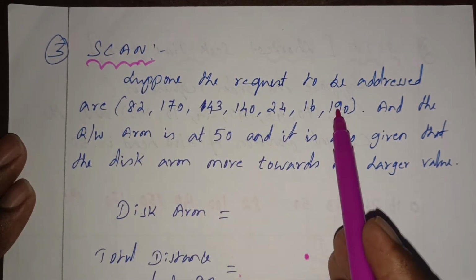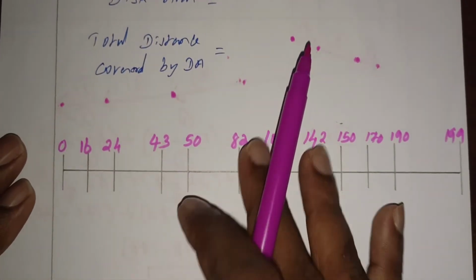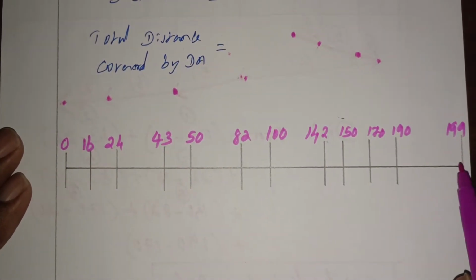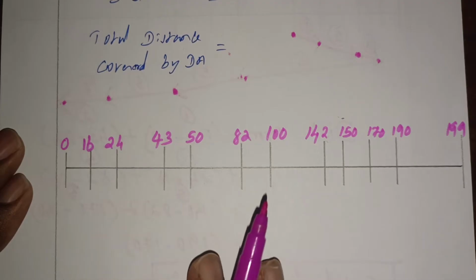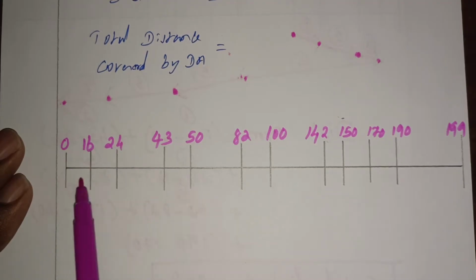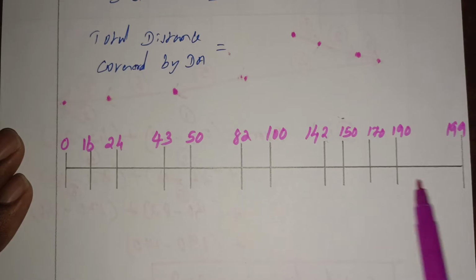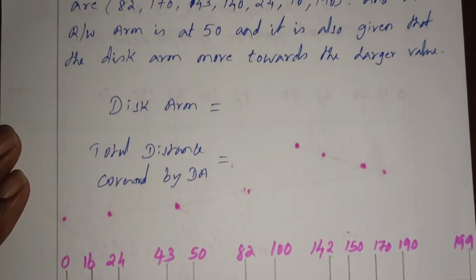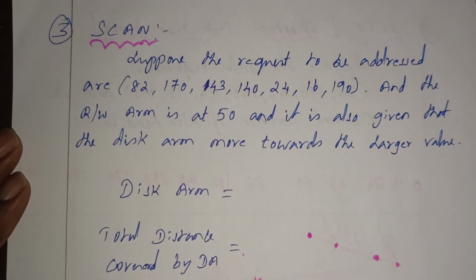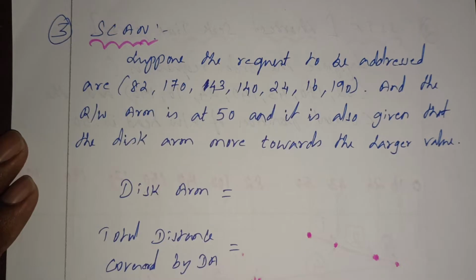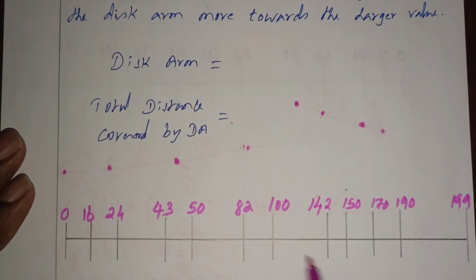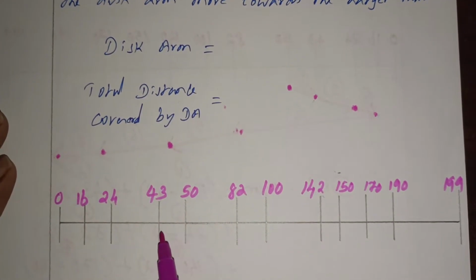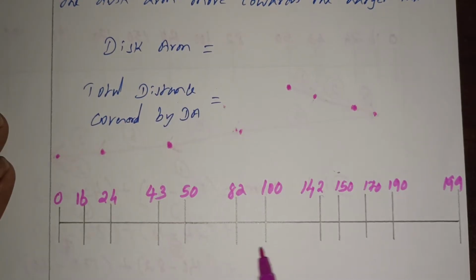See here, these are the requests, but the start is 0 and the end is 199. In SCAN, it starts from any head position and moves to the end of the disk. It won't stop at the last request, it will move to the end of the disk. That is the only difference between SCAN and the previous algorithm. Suppose it is at 50, all the services have been done, and it reaches 199.